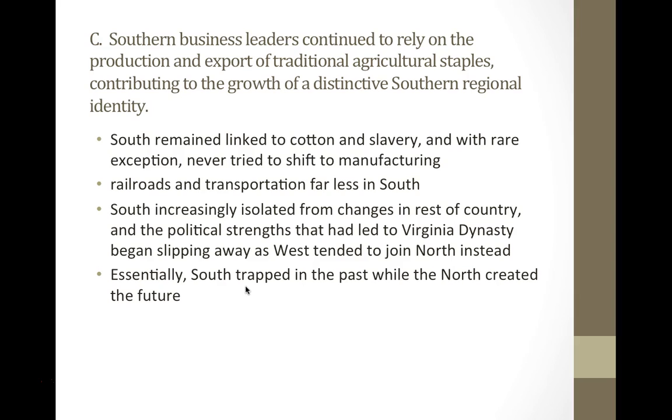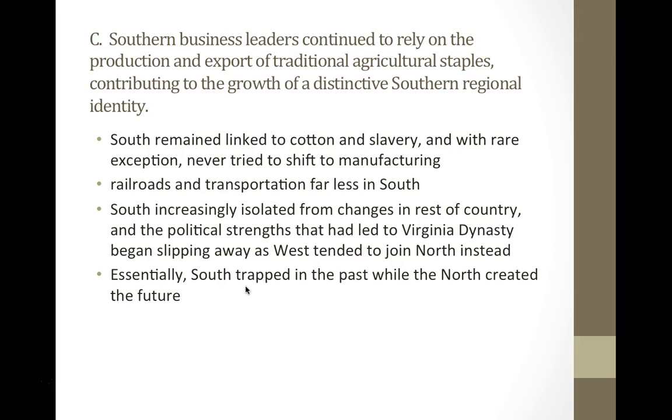All right. Railroads and transportation obviously are far less in the South. We talked about that. It's going to present a huge problem for them once the Civil War starts. All right. And the South is isolated from the changes the rest of the country is going through. I mean, we talked a lot about how the Industrial Revolution is creating all this stuff that the rest of the country is going through. All right. And they're not involved in that. And that's going to lead to some growing weakness, and a lot of people will say that the South is trapped in the past while the North is creating the future.